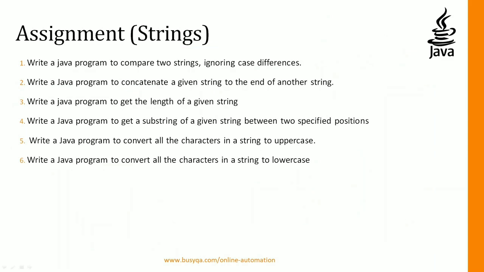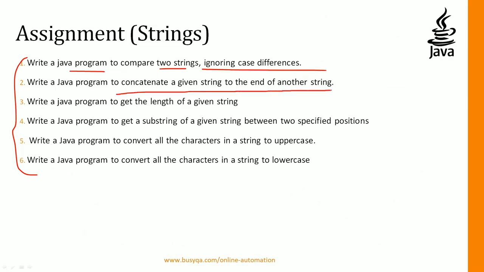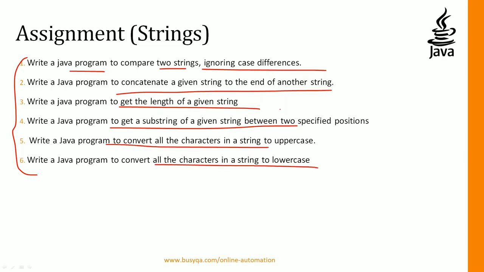Now the next one is strings. These are very simple. For all six, you can create only one program. Just create a Java program to compare two strings, ignoring case differences. You have to use the equalsIgnoreCase method. Then concatenate a given string to the end of another string. This is concatenation. This is finding the length of a string. This is for substring. This is for converting to upper and lower case letters. For all six, we can write a single program.